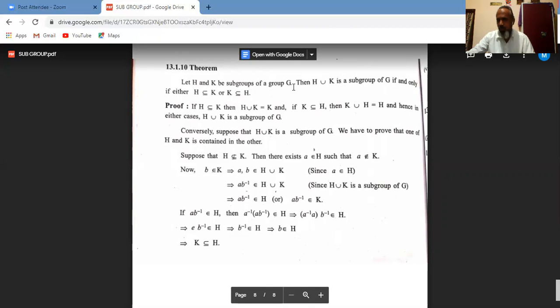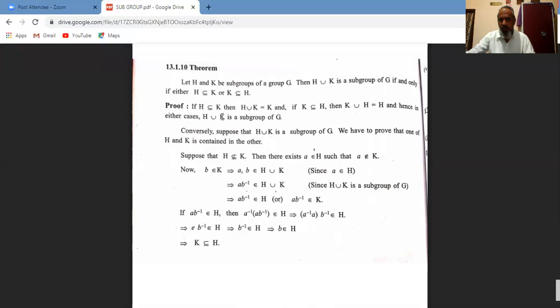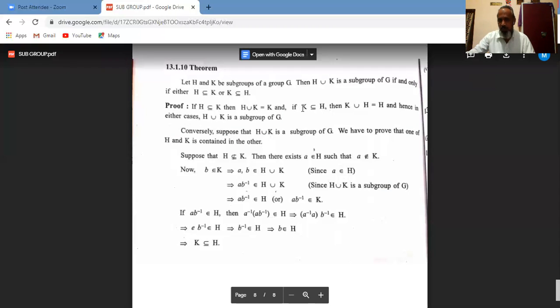So how to prove this theorem? Now, if H is a subset of K, then what happens? What is H union K? If H is a subset of K, then H union K is K, because K is a superset of H. So H union K is K. And if K is a subset of H, then K union H is H, because H is a superset of K.